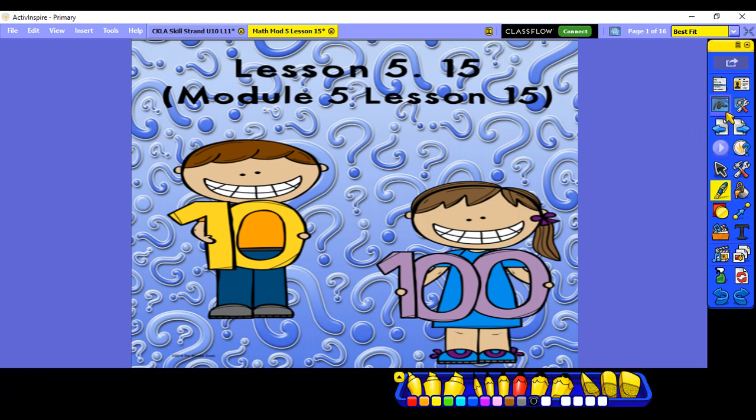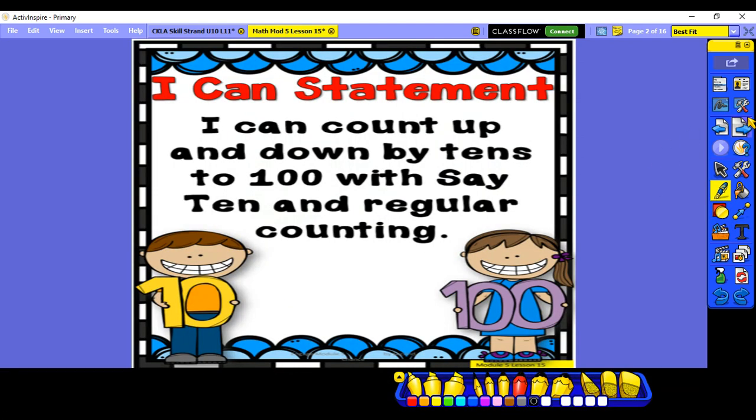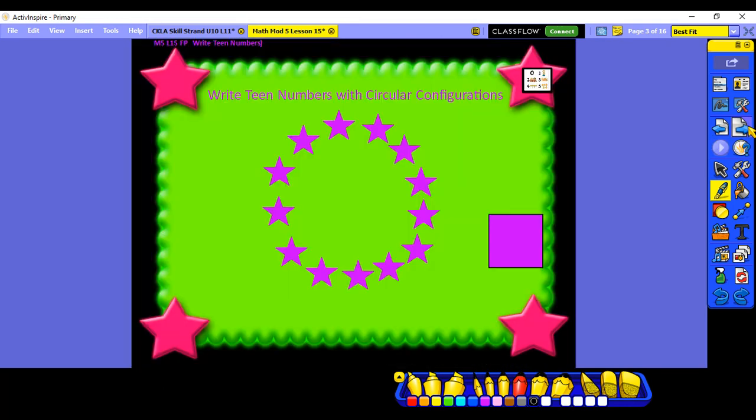Good morning, Cardinals. Today, we are going to count by 10 up to 100. We've counted by 10 before when we've been doing our morning message in the classroom on the calendar. We've counted by 10 with our songs. Today, we're going to use Rack and Rack, and we're going to use our 10 frames to help us count by 10, the Say 10 way and the regular counting way.